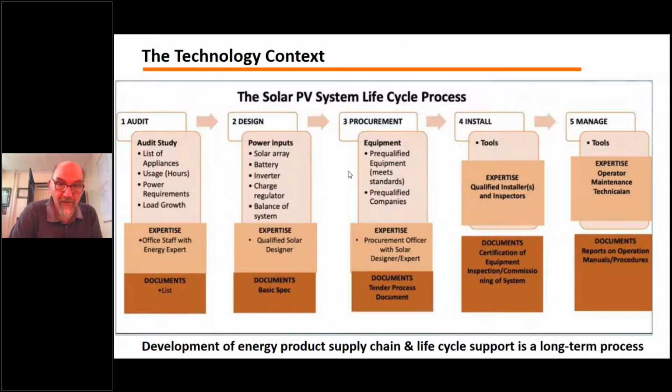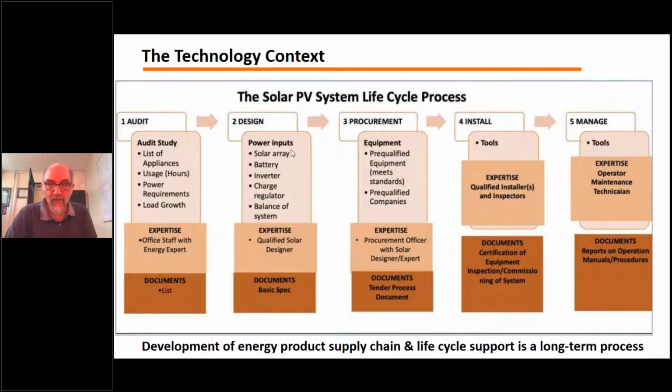Then there's a procurement process. So the design gets handed to the procurement department, and the procurement officer probably needs to be advised by a solar designer, because when they review the bids, somebody needs to understand what the bids are. And so there are documents for that part. Then you go to the install. The installer has to have the tools and the expertise to do that. And there's a documentation trail for that. Was it certified? Was it inspected? Was it commissioned properly? So there are a number of steps that have to happen on the install side.